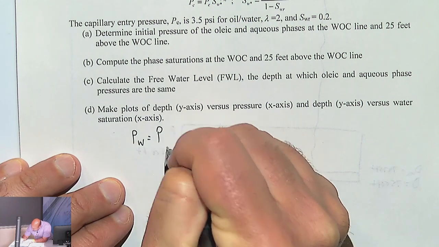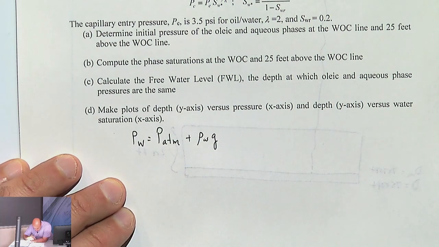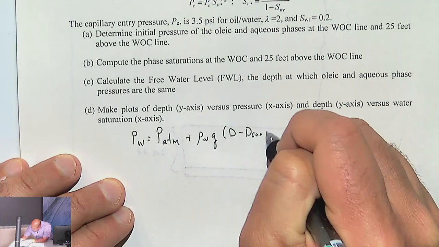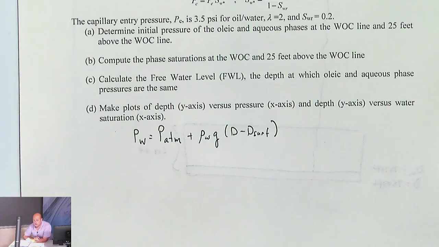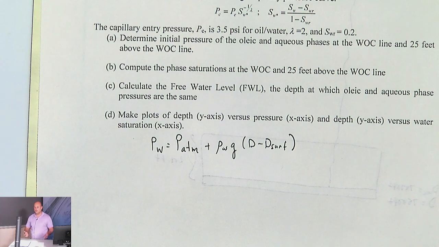So because it's normally pressured, the water pressure is the atmospheric pressure plus the water density times D minus D surface. And of course, the depth of the surface is zero. I like to think about what the answer should be ahead of time. That way, if I do it, I can think about whether or not I made a big mistake. As I said before, the pressure in psi is usually on the order of the depth decreased by about a half, 50%. So this was 7,500 feet, 7475 feet. Half of that is 3,000 something. So it's about the right answer. If I had gotten 30,000 or 300, then I would be really worried.